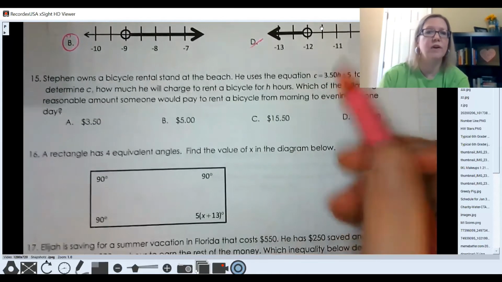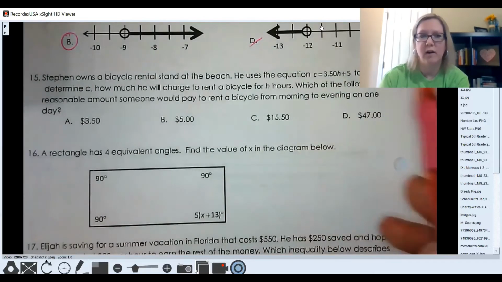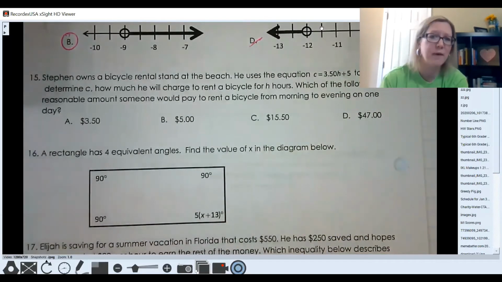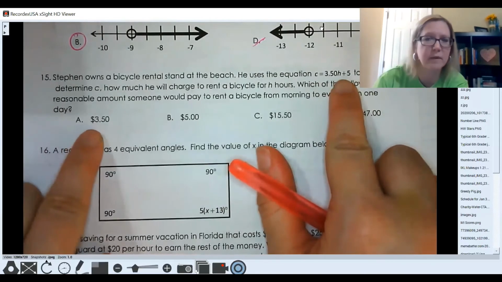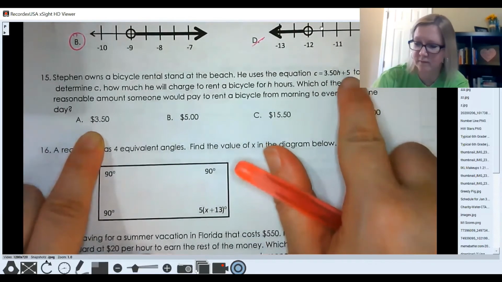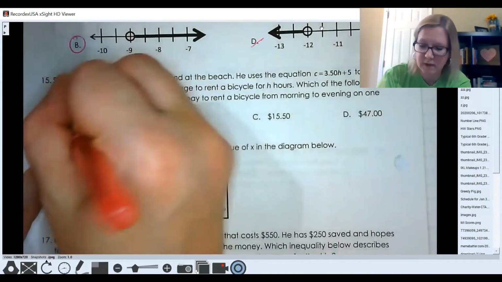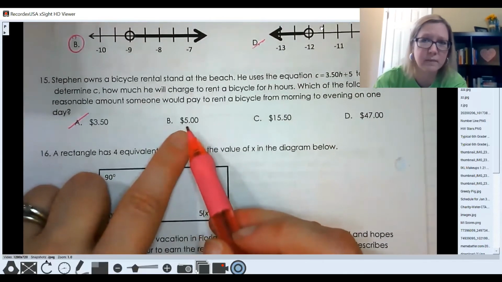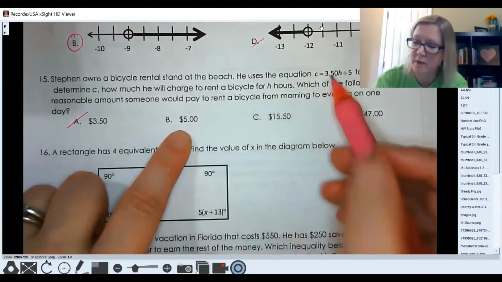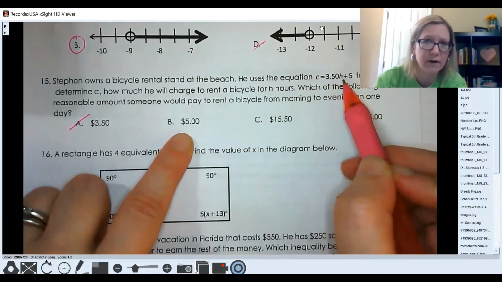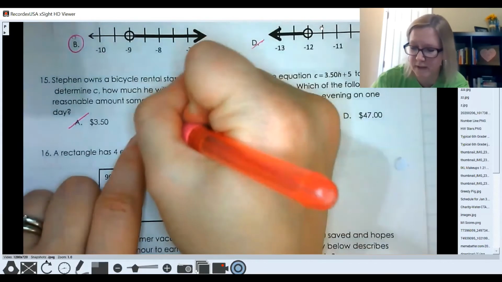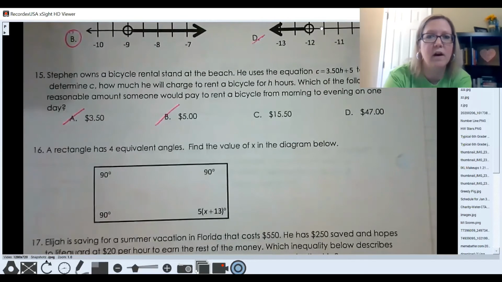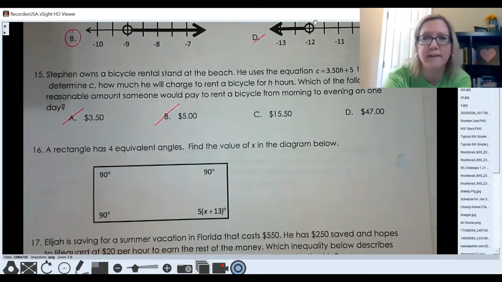Okay, so we're trying to figure out what is a reasonable amount somebody would pay for the entire day. Well, right off the bat, I see that there's two answers that do not make any sense. Okay, if this is our equation here, there's no way somebody is only going to pay $3.50 because they have to definitely pay at least $5. So A doesn't make sense. B also doesn't make sense that they would only pay $5 because it's $5 plus $3.50 per hour. So that's basically renting for 0 hours, which makes no sense. So B can also be eliminated. All right, so now we have $15.50 or $47.